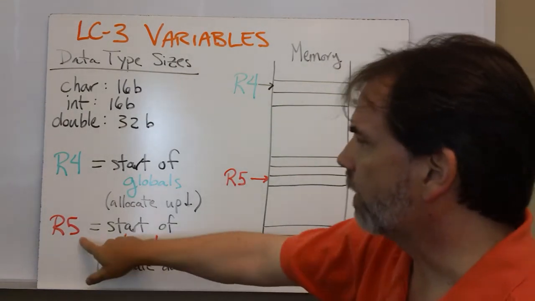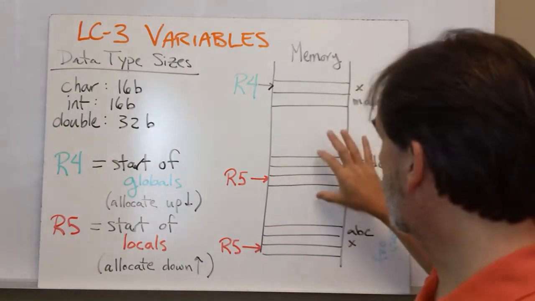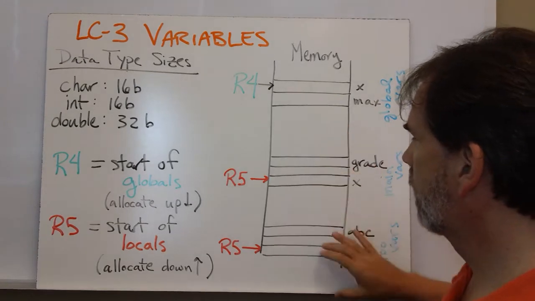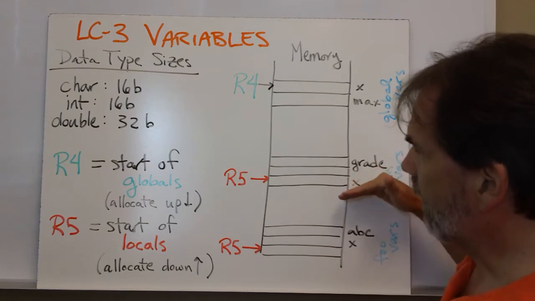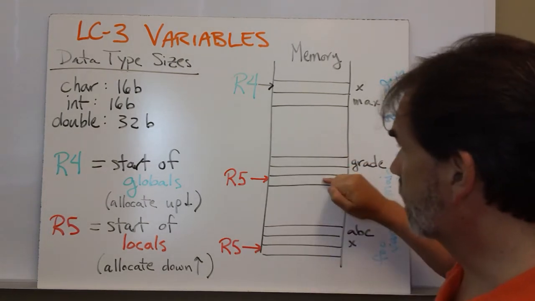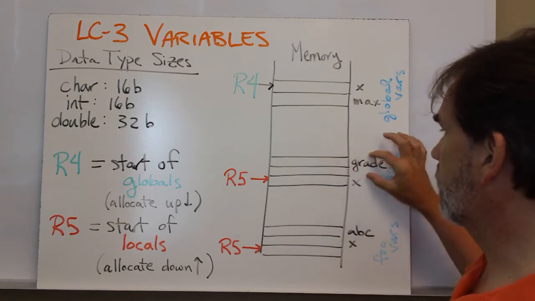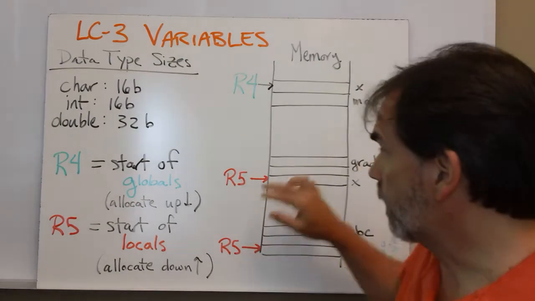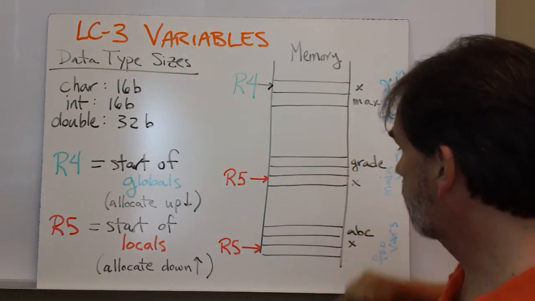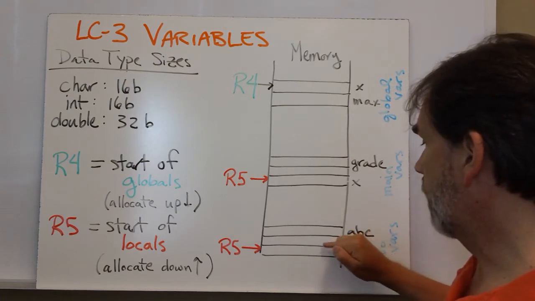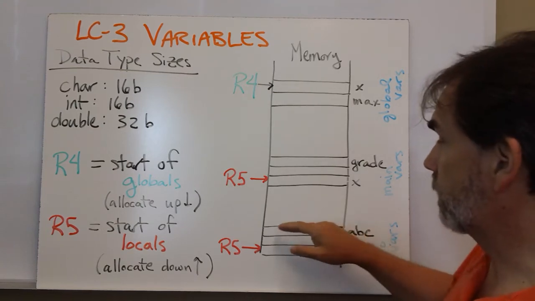For local variables, R5 is the thing that points to the beginning of our local variables. So these are the local variables for the function main. These are the local variables for the function foo. And notice we allocate them in the opposite order. So X was declared first, and it goes here, and then grade was declared next, and it goes here. Grade is a double, so it requires 2 words to be allocated. So X is here, grade starts here. For foo, X is a double, so it starts here, it's 2 words. And then ABC is an int, and it starts here.